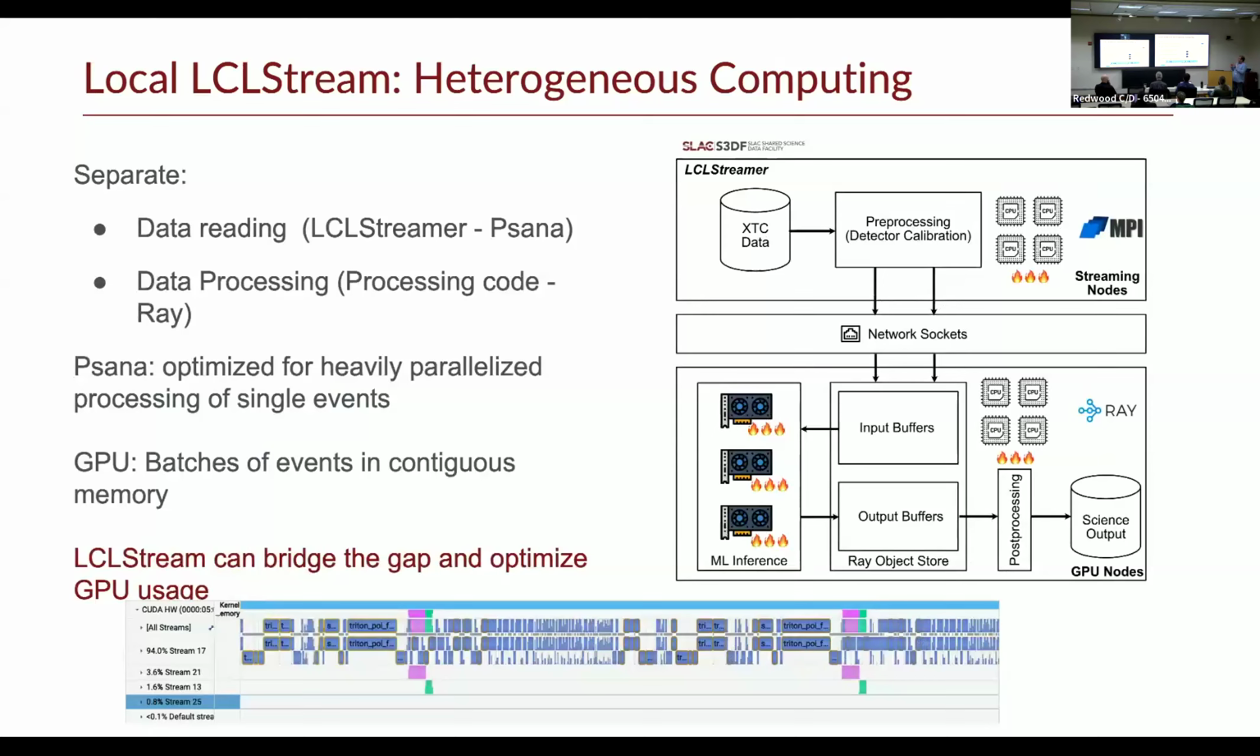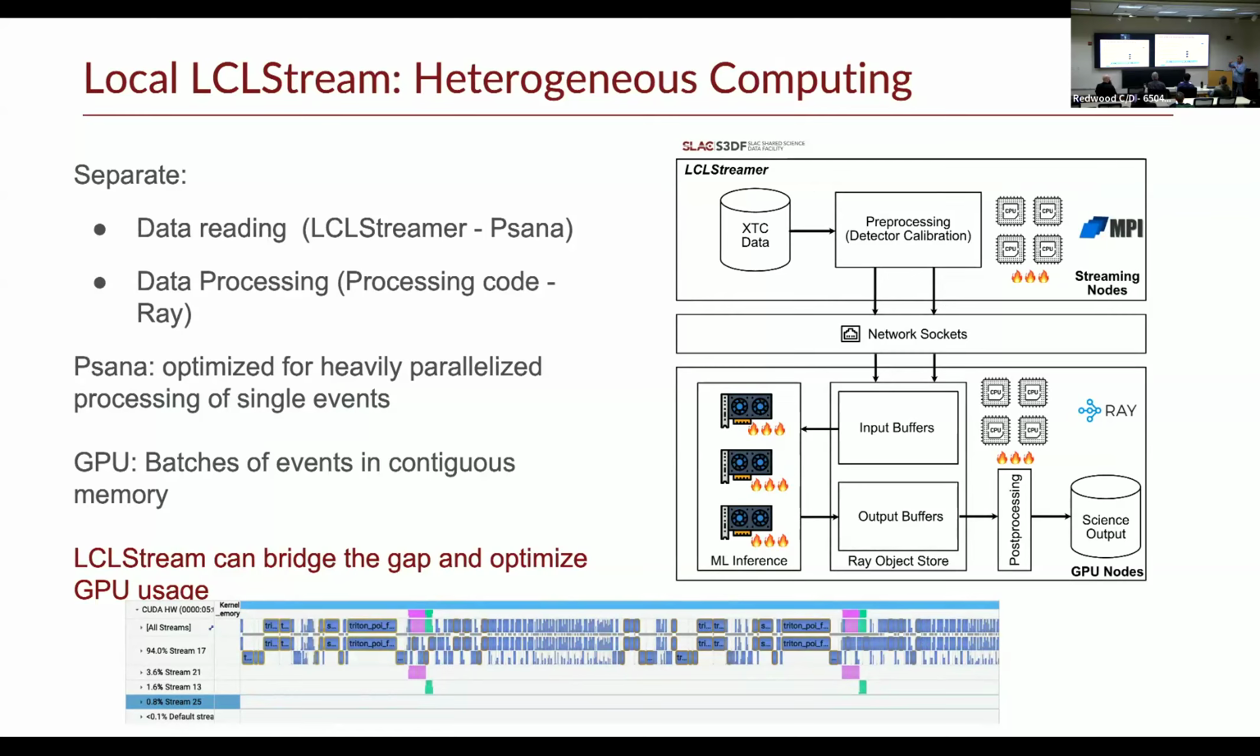One final thing, LCLStream was actually born to send data remotely, but my coworker Kong, who's sitting over there, said, well, the important thing here is that it separates the task of reading the data from the task of processing the data, right? And this can happen locally if the two don't look the same way. For example, the PSANA is designed to serve you single event after single event as fast as possible. That's not what you want when you have a GPU.